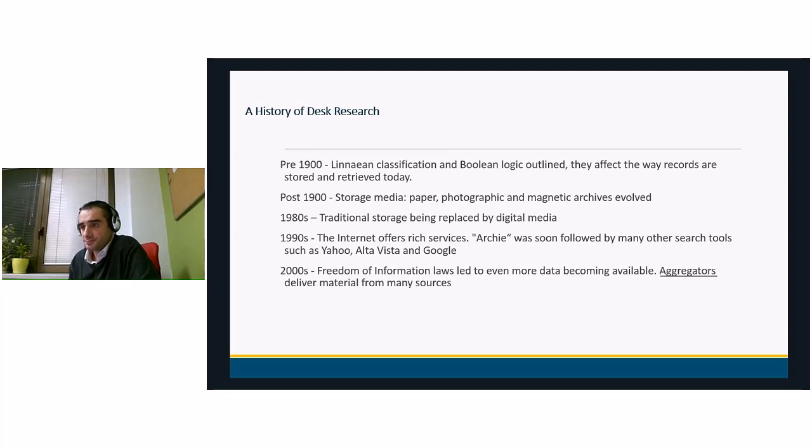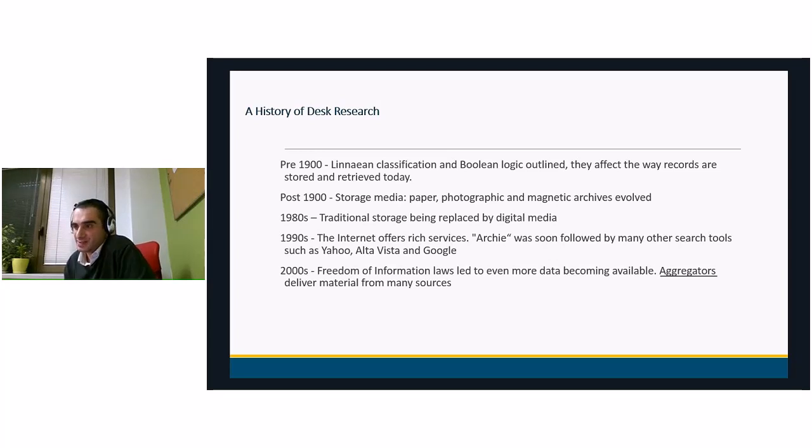After 1900, paper came out, massive printing, and there were different storage media like paper, photographic, magnetic, and archives evolved. Then there was a breakthrough in the 1980s, after traditional storage like paper and different types of microfilms. I don't know if you have seen some James Bond movies, where he was looking through some lenses and putting them on a projector, etc. In the 1980s, computers and faxes emerged and actually replaced the way information was stored.